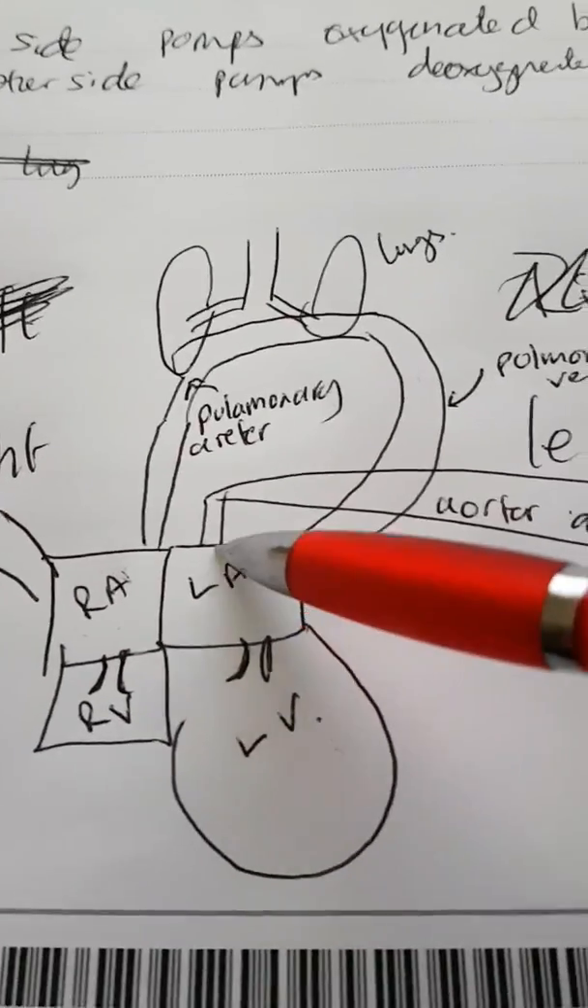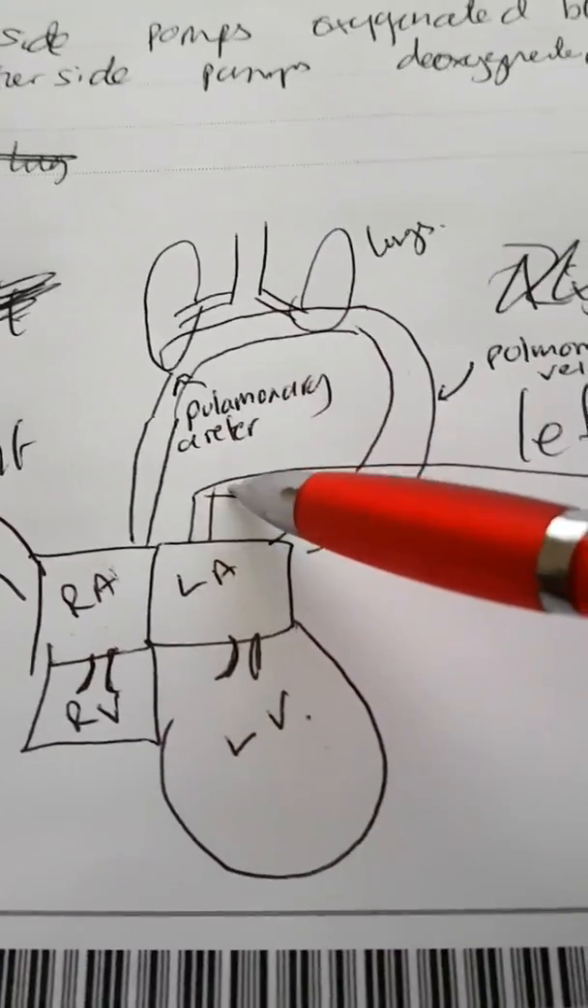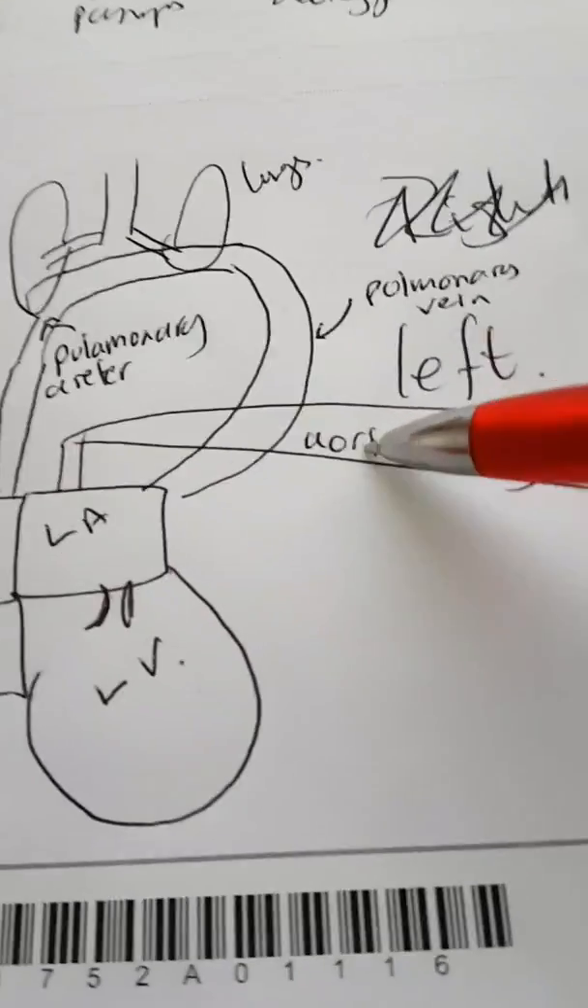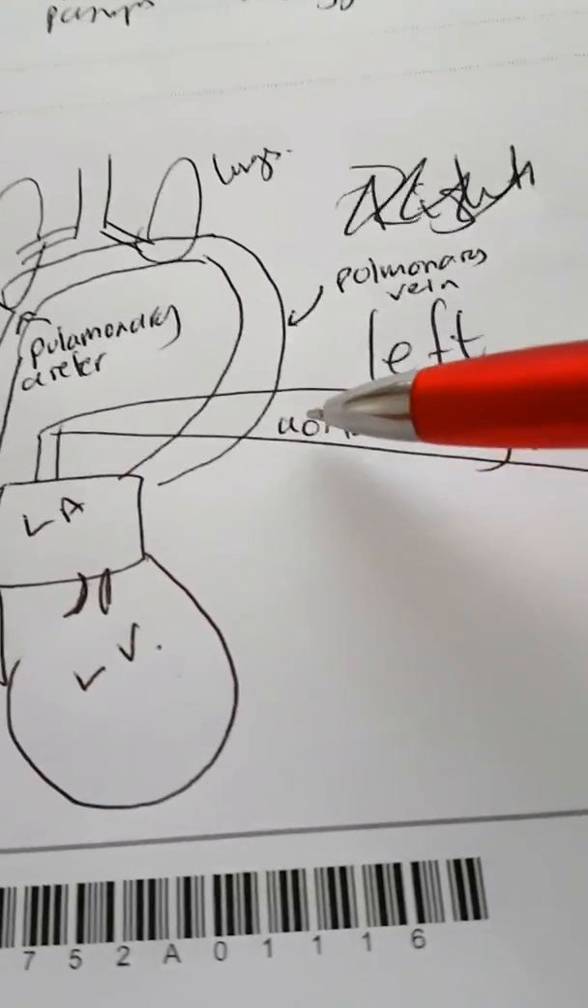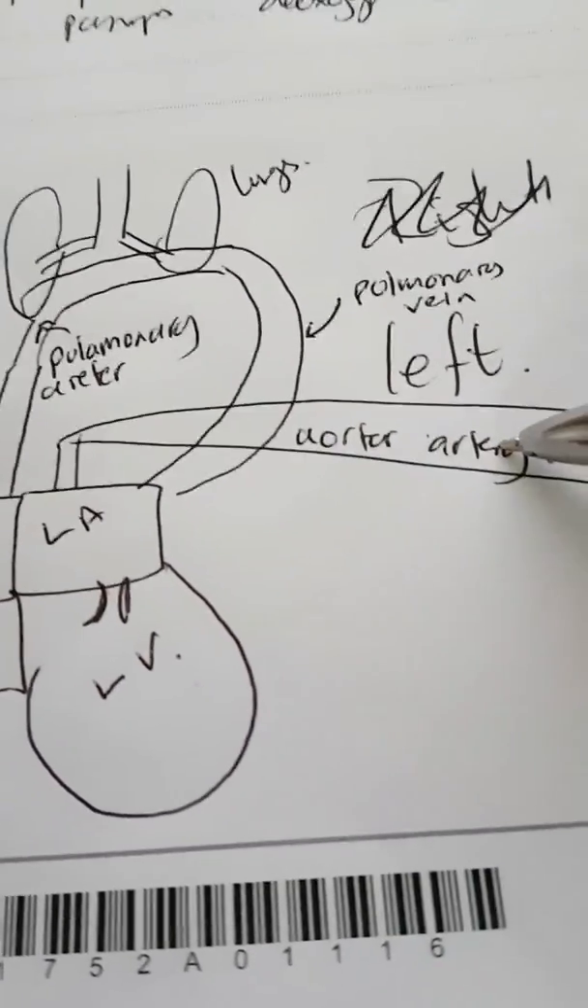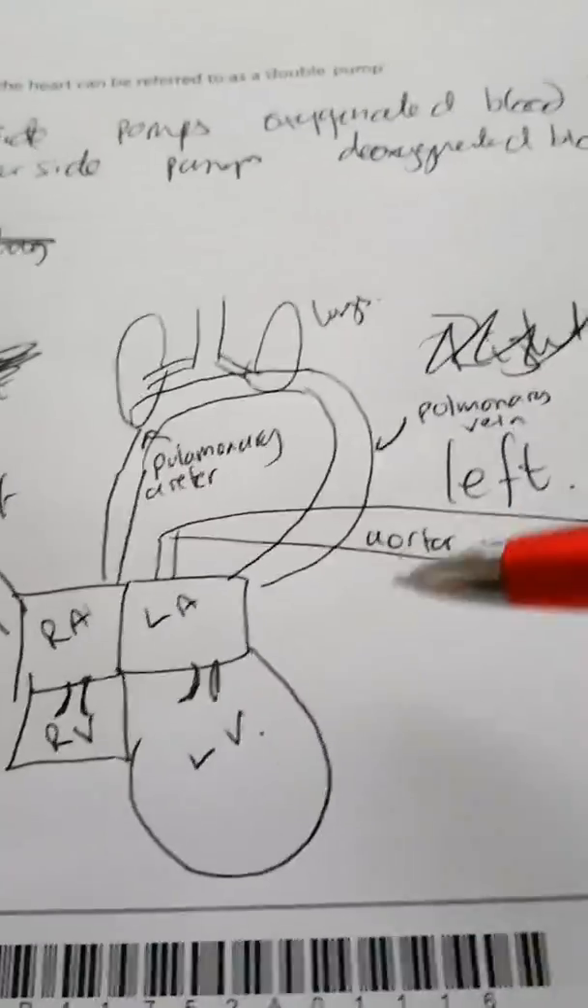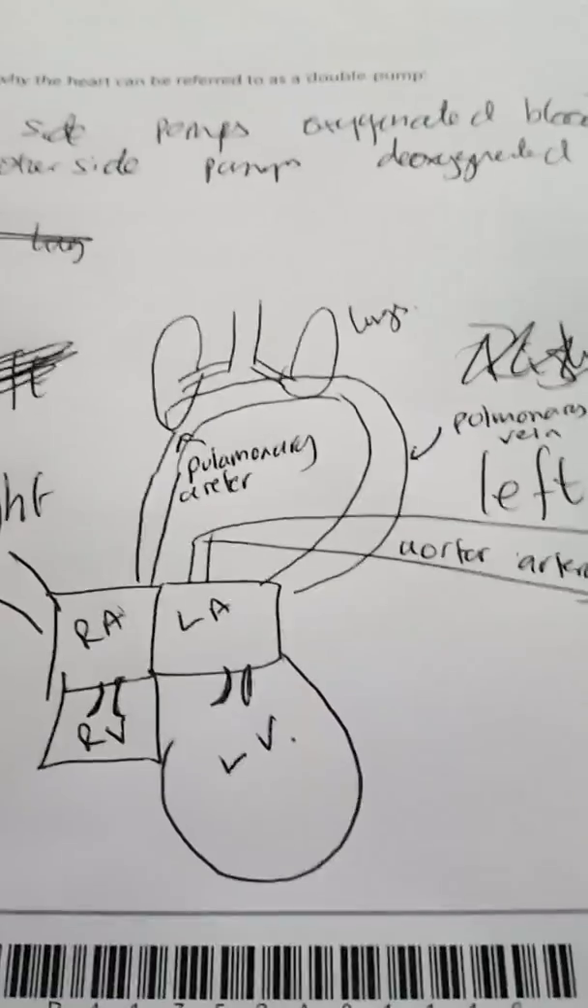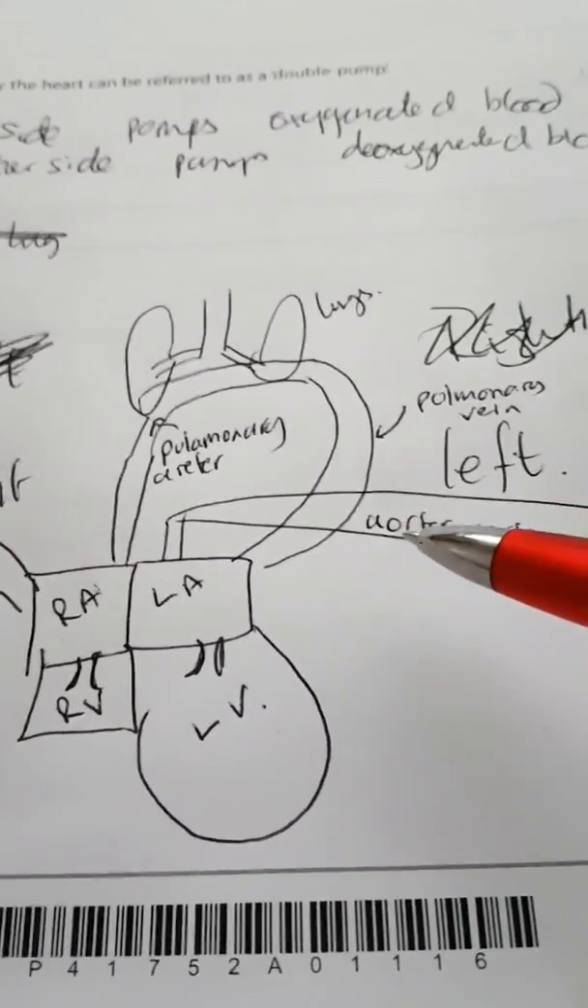And when it does make that contraction, the oxygenated blood goes through the aorta artery where it goes to the rest of the body. Now obviously this diagram is not to scale, it's a rough diagrammatic representation, but if you understand this, you should be able to answer any question in the book.